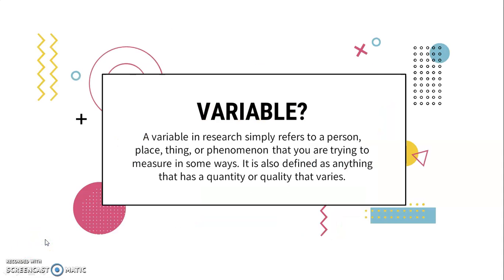Well, a variable in research simply refers to a person, place, thing, or phenomenon that you are trying to measure in some ways. It is also defined as anything that has a quantity or quality that varies. In research, a variable is defined as an attribute of an object of study. Variable also changes within a study. It may change from person to person or change across time.